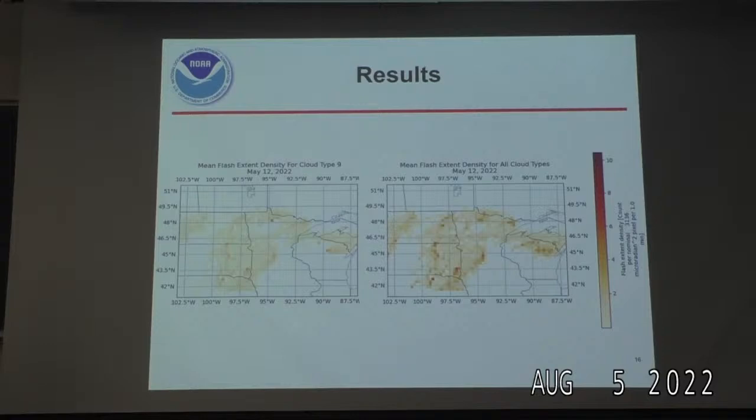And so this just shows that even though cloud type 6 might have more lightning occurrences, it does not necessarily have the highest percent of all of that cloud having lightning.